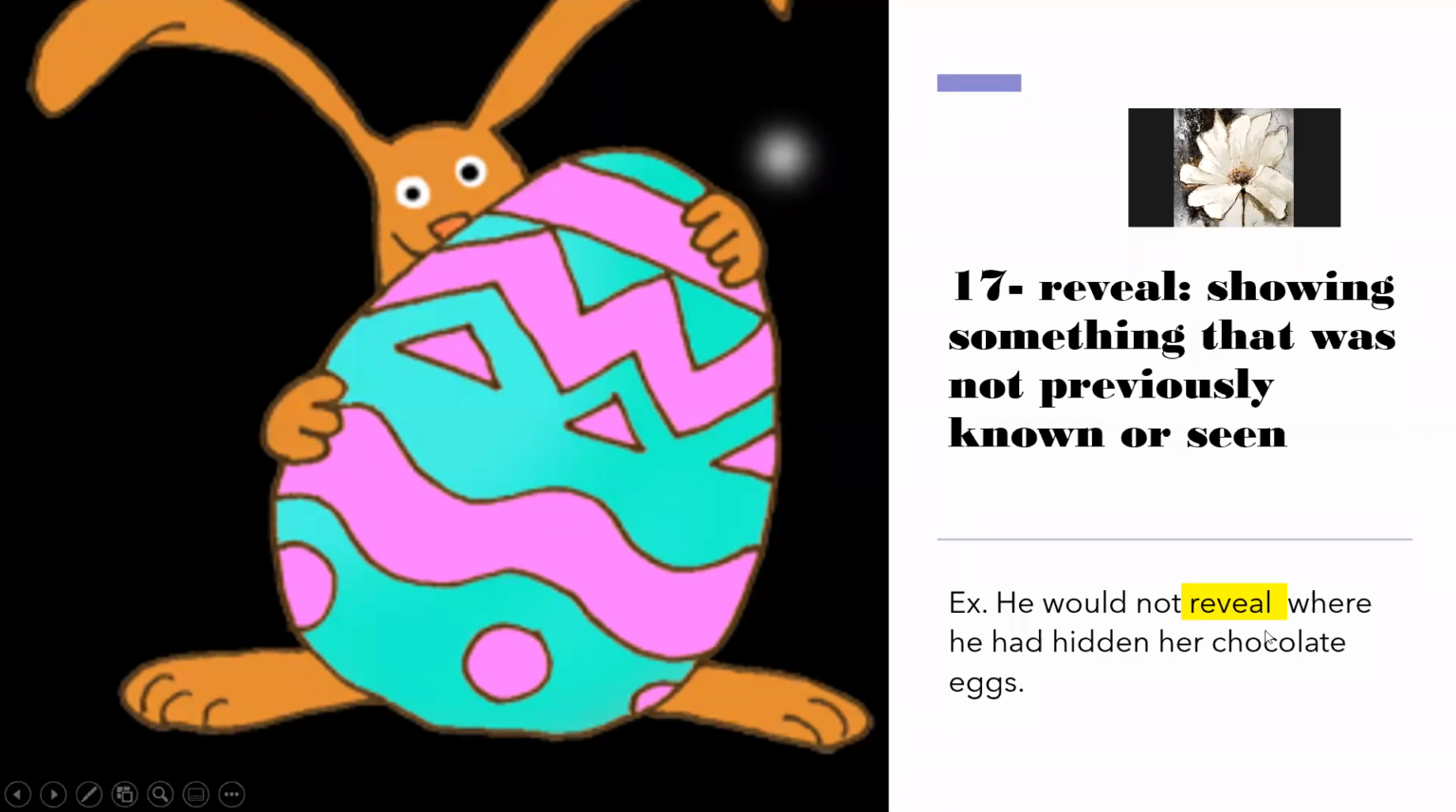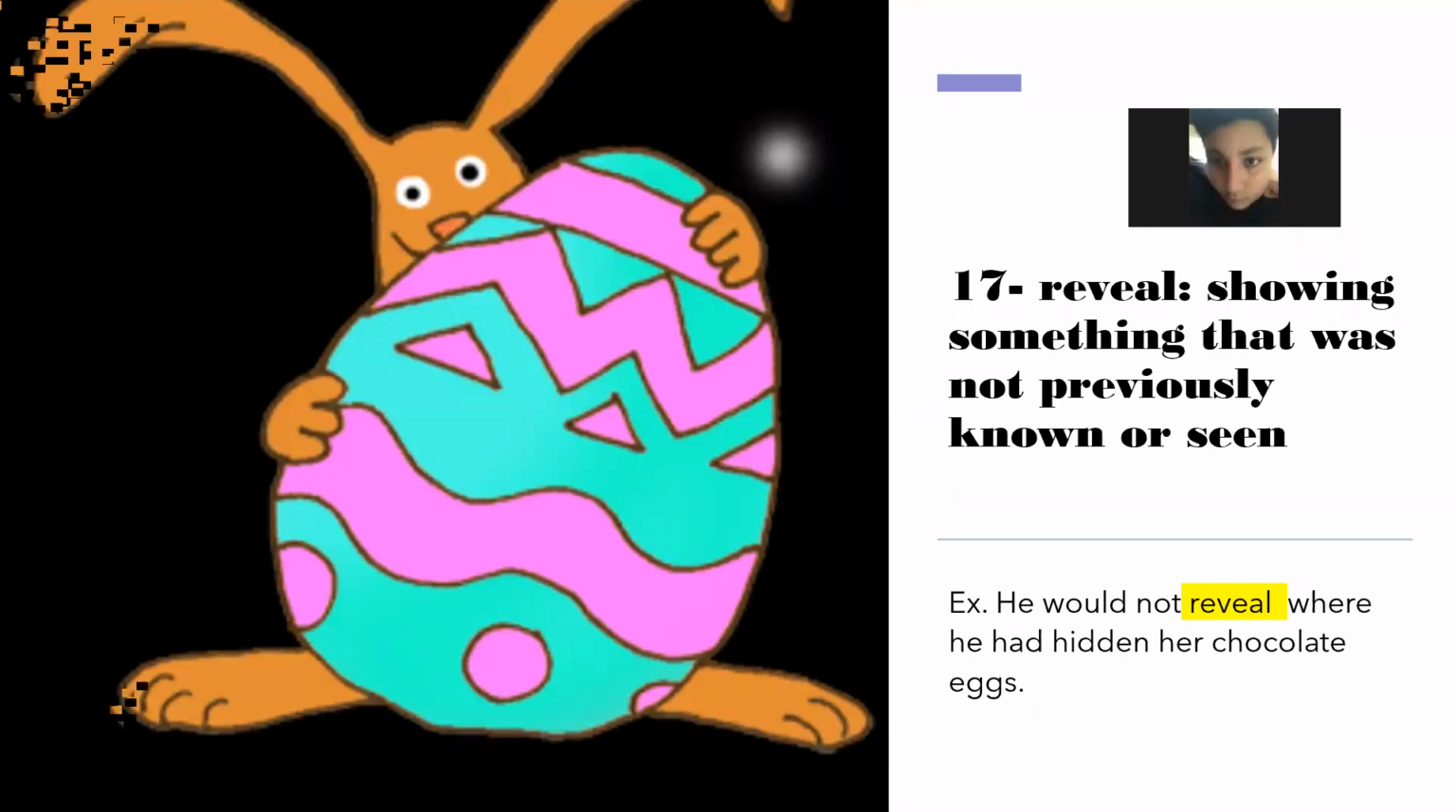So, showing something hidden. This is called reveal. And here we have an example: he wouldn't reveal where he had hidden the chocolate eggs. I think most of the time, guys, you try to hide your sweets, and your brothers and sisters try to reveal where the sweets are, trying to find out where they are, to take them and eat them. Okay? Reveal means to show something unseen or something which was hidden.